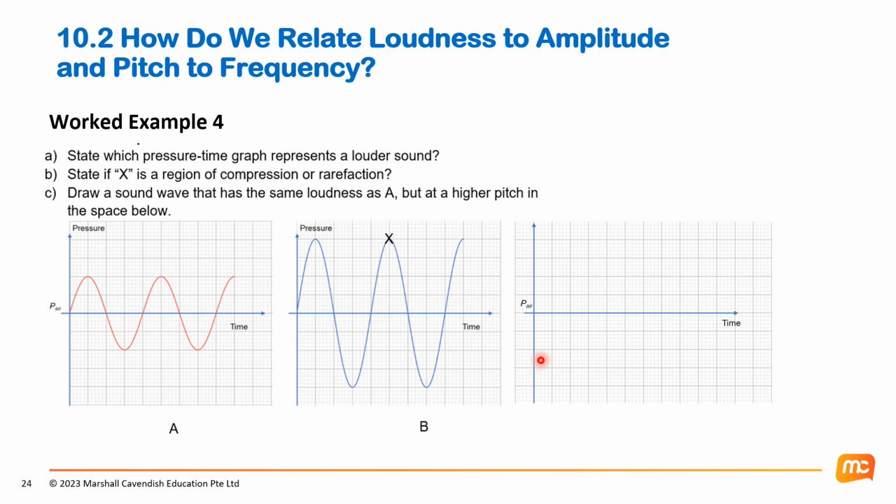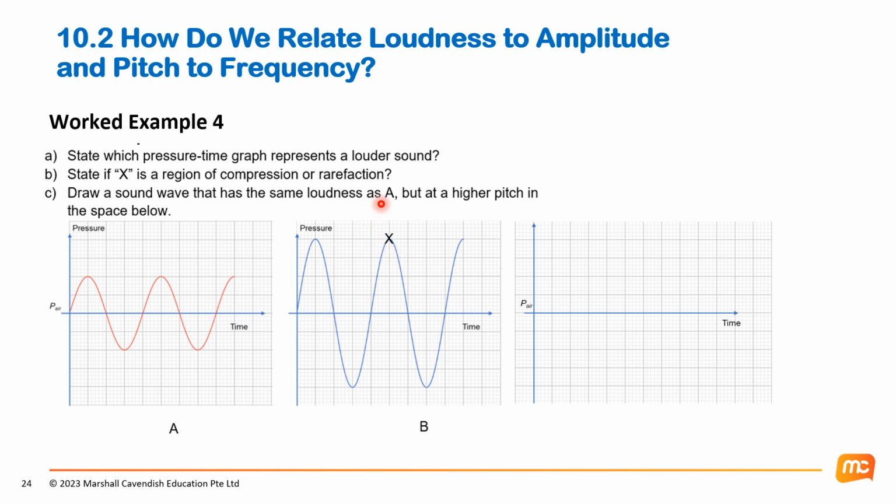So now let's look at the worked example. Based on sounds A and B and the pressure time graph, state which represents a louder sound. So based on this, I think it's very clear B is the louder sound because it has a larger amplitude or the larger maximum pressure difference. State if region X is a region of compression or rarefaction. Looking at X having a higher pressure than equilibrium, this tells us that the particles are close together and therefore this must be a compression.